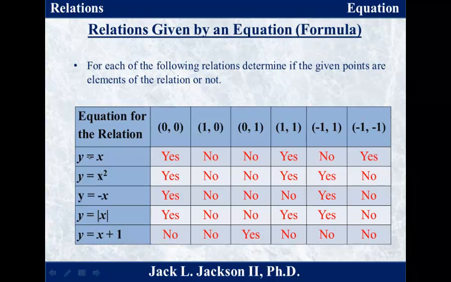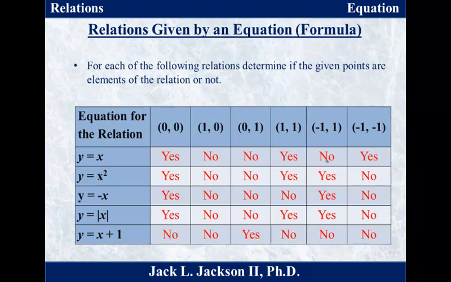1 equals negative 1? No, that's false, so no. Negative 1 equals negative 1? True, so yes. So (0,0), (1,1), and (-1,-1) make the equation y equals x true, so they're in the table and on the graph for that equation. They are part of that relation, elements of that relation. Whereas (1,0), (0,1), and (-1,1) are not in the table for that relation. They do not make that equation true. They are not part of that relation. They are not on the graph of that relation.